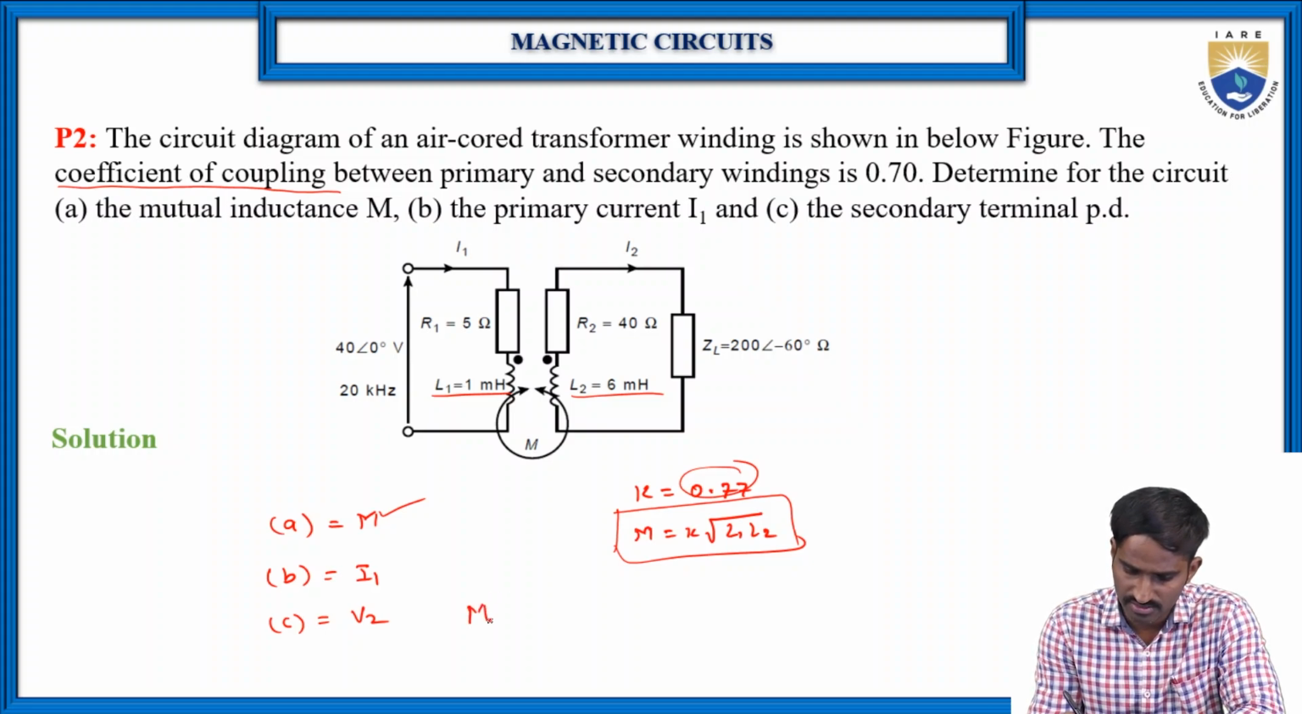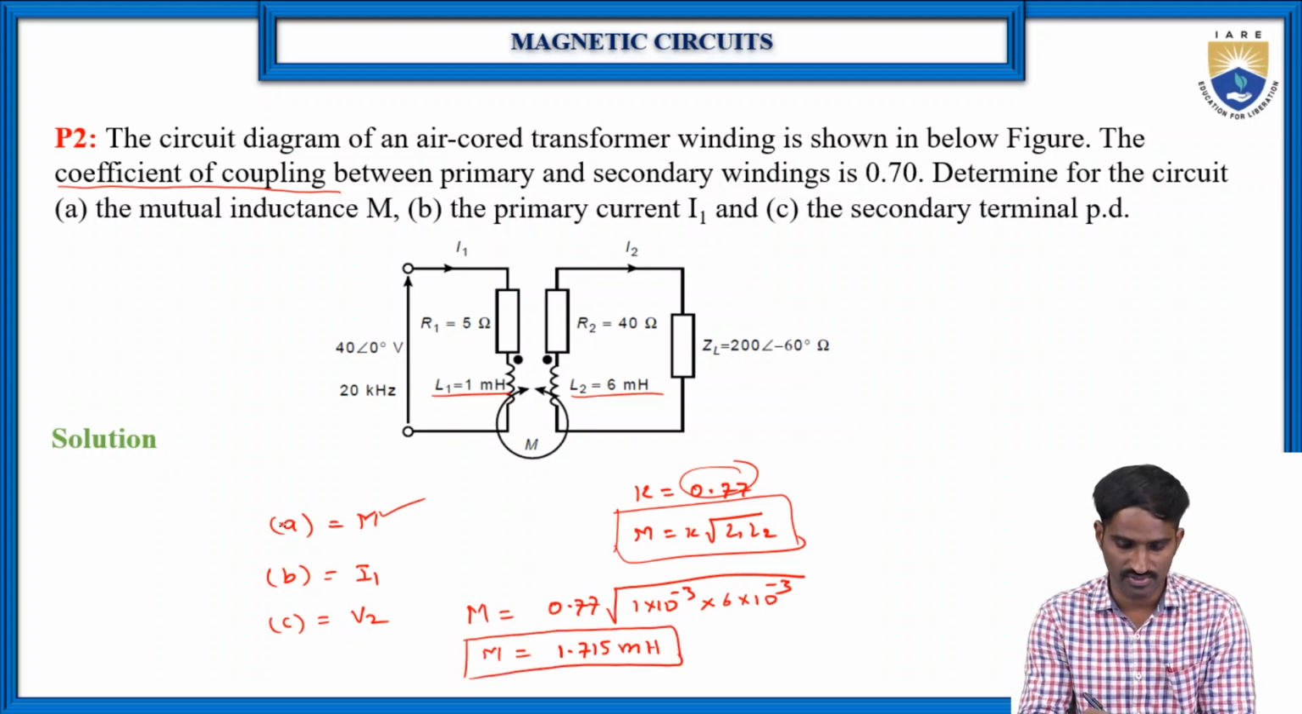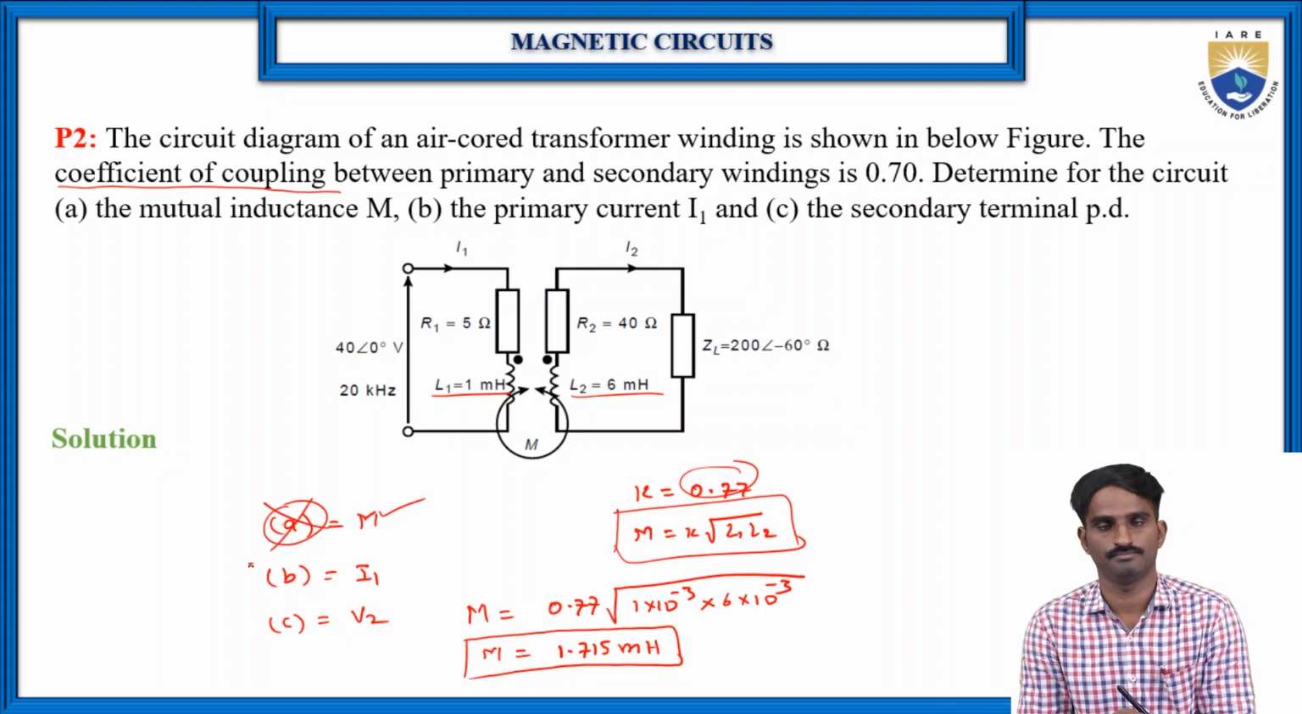Then the mutual inductance M is equal to K times the square root of, here 1 millihenry, which is 1 into 10 to the power of minus 3, into 6 into 10 to the power of minus 3, with K being 0.77. If you simplify this, then you will get the value of the mutual inductance, which is 1.715 millihenries. So the first one is done.